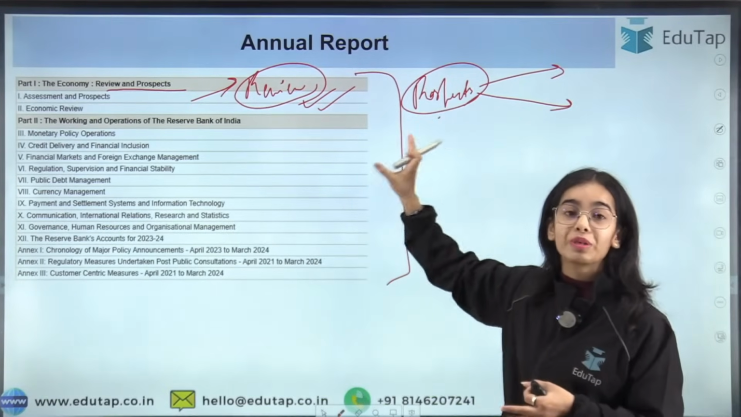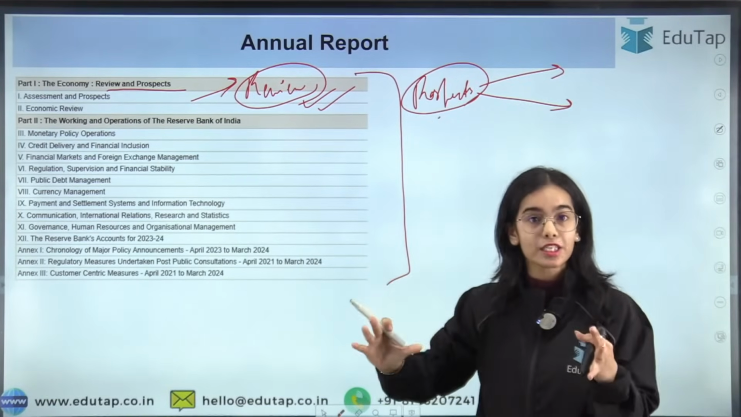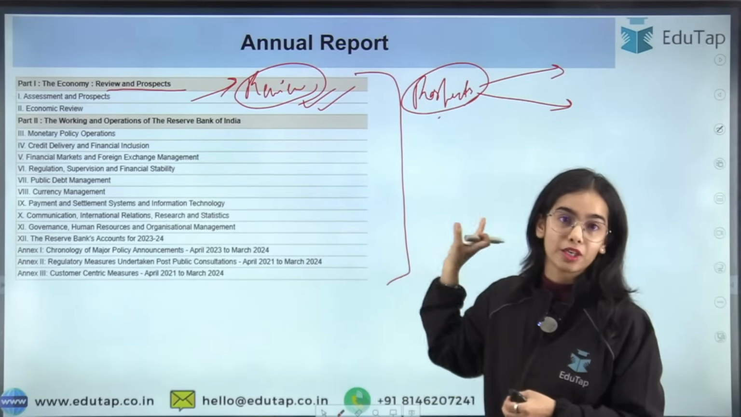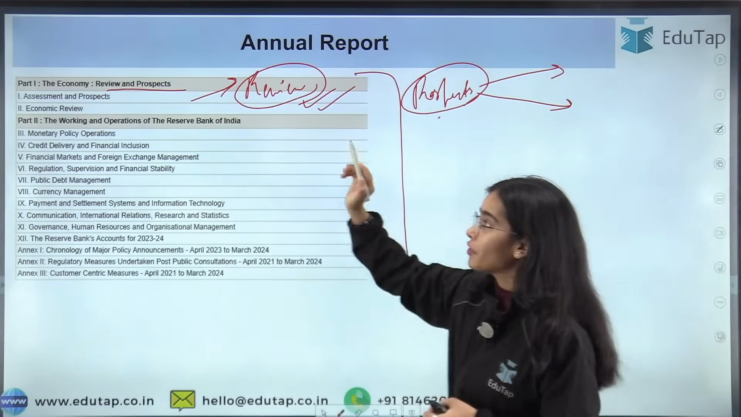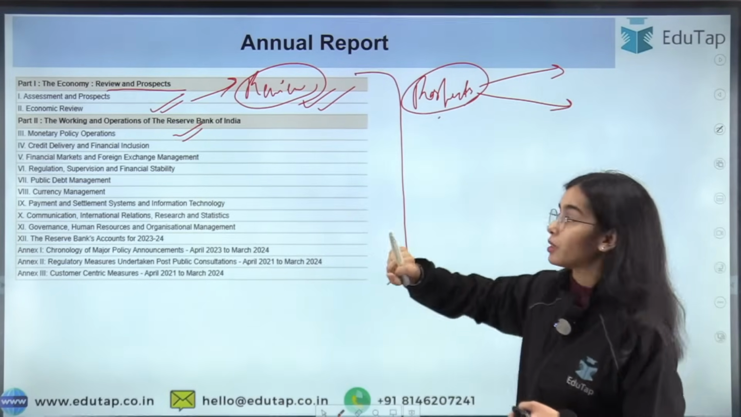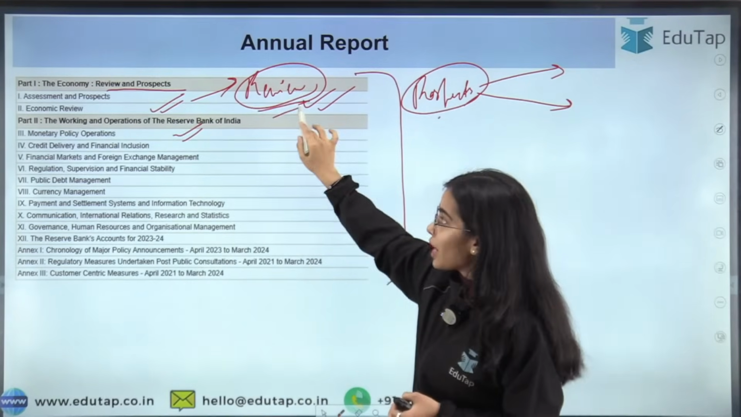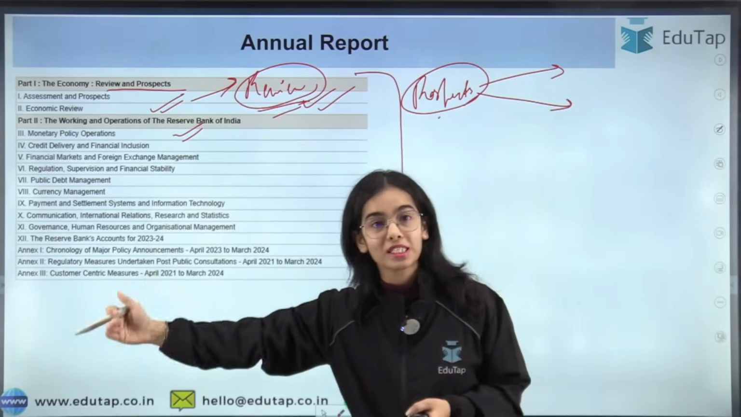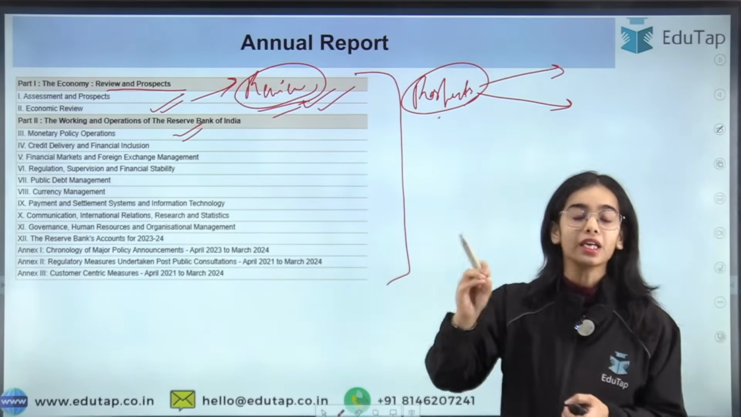This is going to be one complete session. I hope you will be with me till the end of the session, because in this session we are going to discuss part 1 as well as part 2 in a complete manner. The review and the prospects have been provided by the RBI regarding the domestic and the global economy.